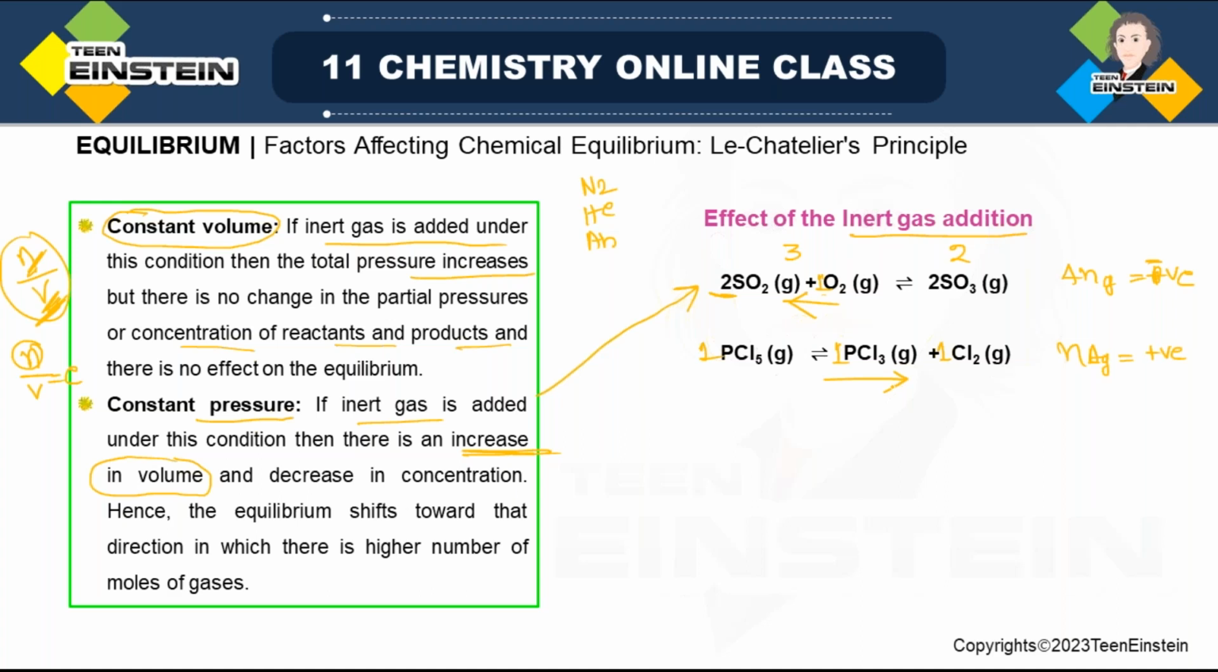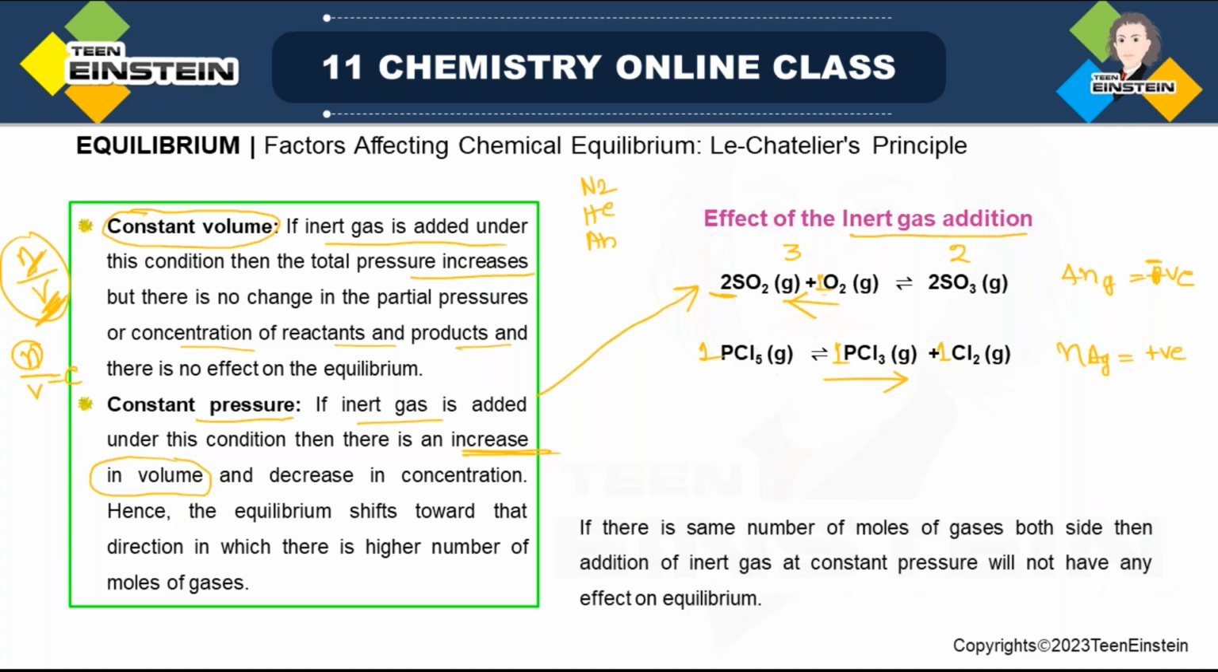But if we have the same number of moles on both sides, then inert gas addition at constant pressure will not have any effect on equilibrium. Okay, so the example is the same one we have seen, H2(g). Here the number of moles on both sides is the same. So in this case there will be no effect. So this is for this point.